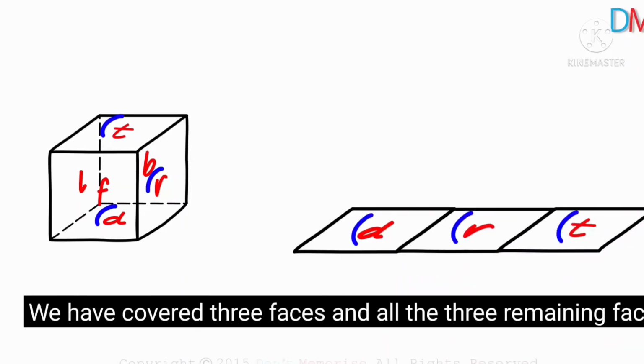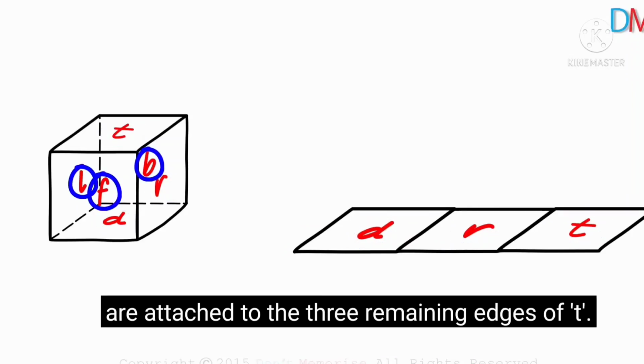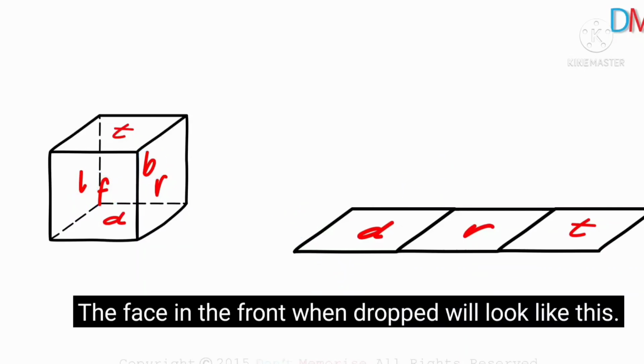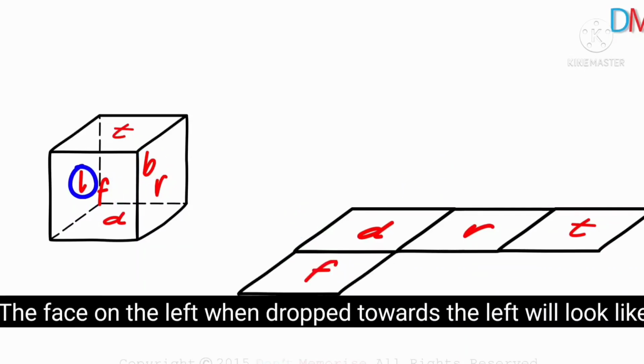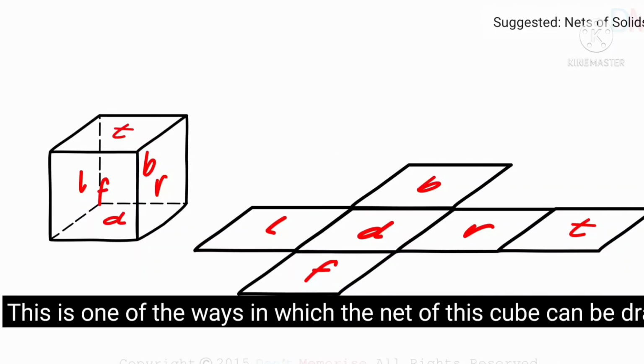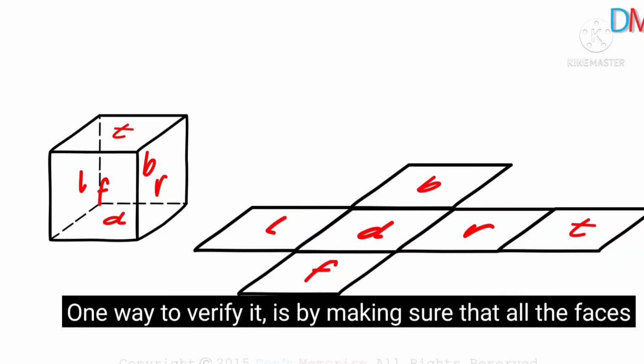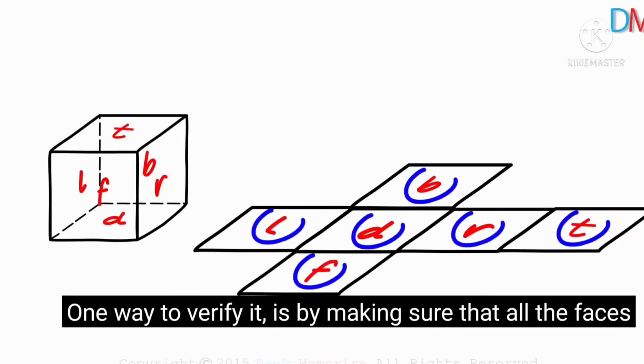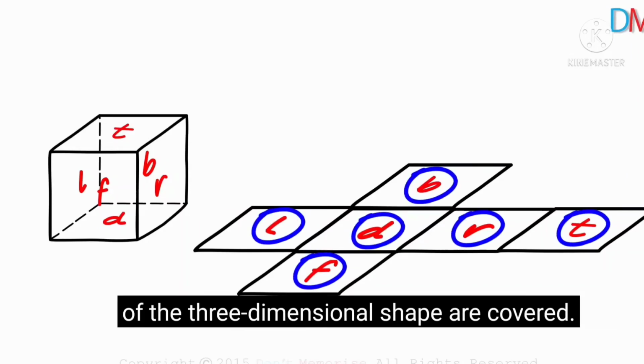We have covered 3 faces and all the 3 remaining faces are attached to the 3 remaining edges of D. The face in the front when dropped will look like this. The face on the left when dropped towards the left will look like this. And the back face will be attached to the top edge of D. This is one of the ways in which the net of this cube can be drawn. One way to verify it is by making sure that all the faces of the 3-dimensional shape are covered.